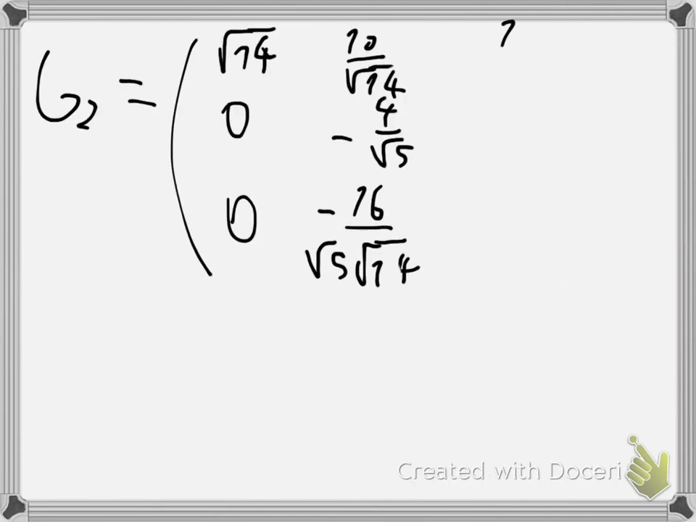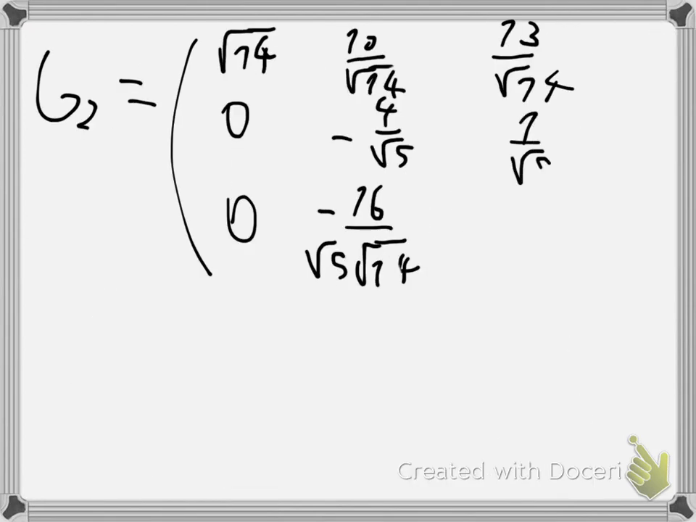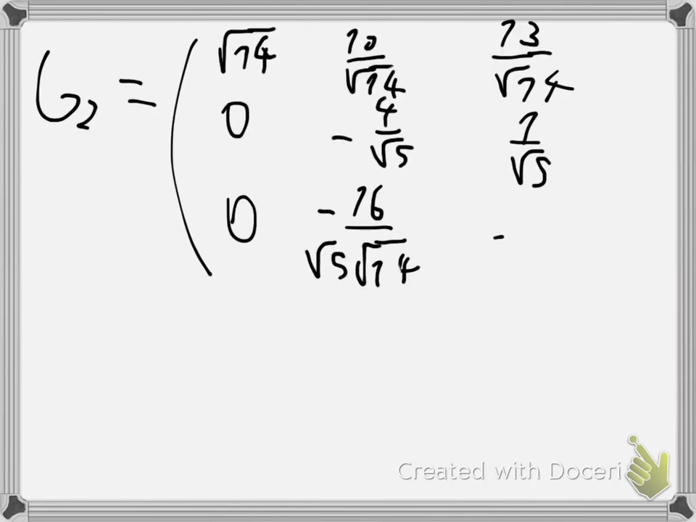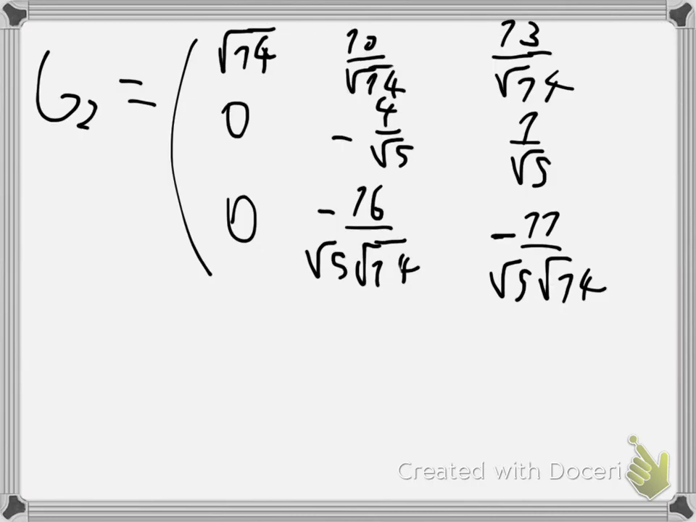And so here we would get, and then here we can multiply by square root of 5 over square root of 5 on the right also, and so we get negative 11 over square root of 5 times square root of 14. Okay? So this is not J2, this is A2.